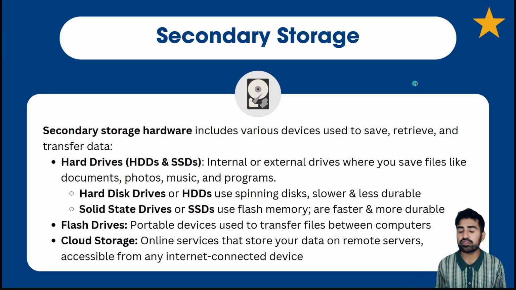So some examples of secondary storage hardware include hard drives. That's going to be split up into two categories, the HDDs and SSDs. So HDDs, that's spinning disks or hard disk drives. They're slower, less durable, but they absolutely get the job done in terms of non-volatile long-term memory. And then we have solid state drives. That's flash memory. Those are faster, more durable, with less moving parts. So they are favorable, right? If you're trying to store something permanently.